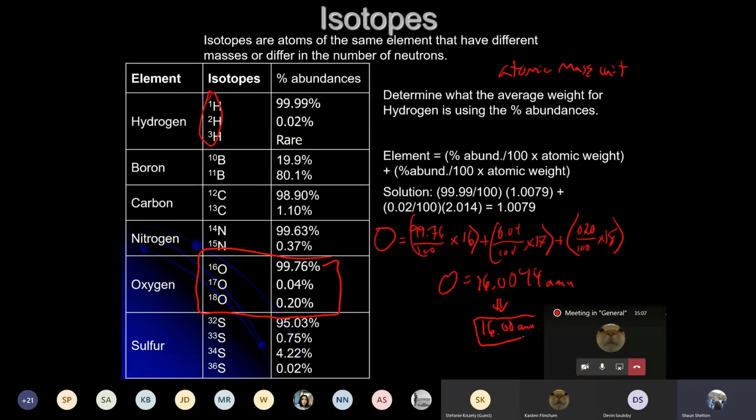So that's what I should get. This is my final answer here for that. It's 16.00 AMU. In fact, that matches what you see in the textbook. So that's how we calculate the mass number that you see on the periodic table using the isotopes and their percent abundances.